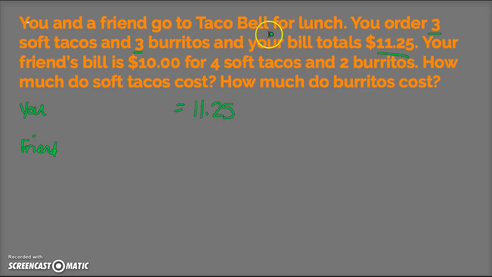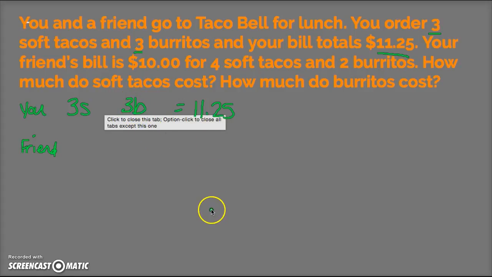Okay, and again, I'm not going to use X and Y because it doesn't make sense in this problem. I'm going to use an S for soft taco and a B for burrito. So you order 3 soft tacos, so that would be 3S. You also order 3 burritos, so that would be 3B. You add those together, and that would give you your total. Keep in mind the S is going to represent how much the soft tacos are. The B is going to represent how much the burritos are.